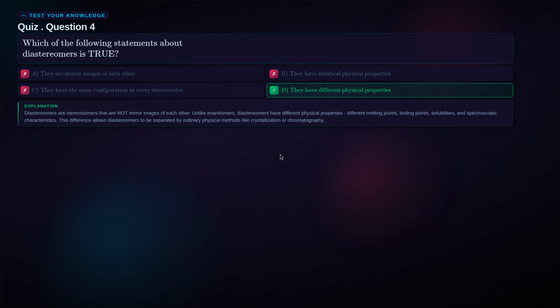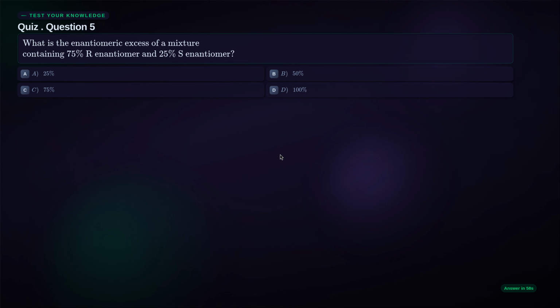Quiz question 5. What is the enantiomeric excess of a mixture containing 75% R enantiomer and 25% S enantiomer? Option A, 25%. Option B, 50%. Option C, 75%. Option D, 100%.